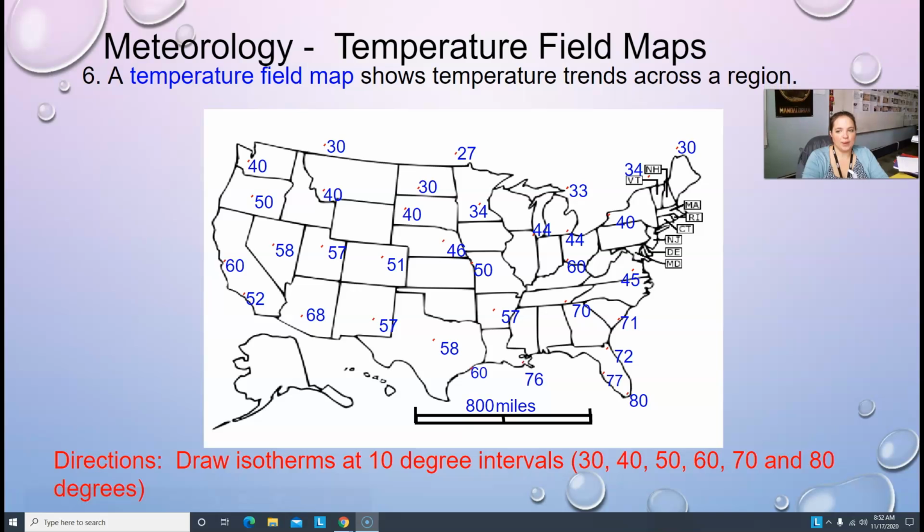All right, now we come to the fun part. We saw this before in Unit 1, but we saw it in contour lines. Now we're looking at a temperature field map. That's where all these temperatures are coming in.